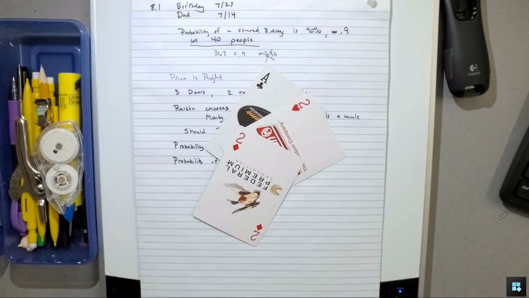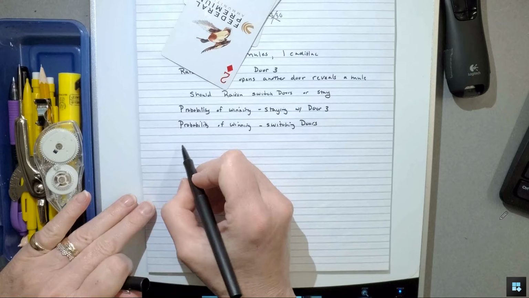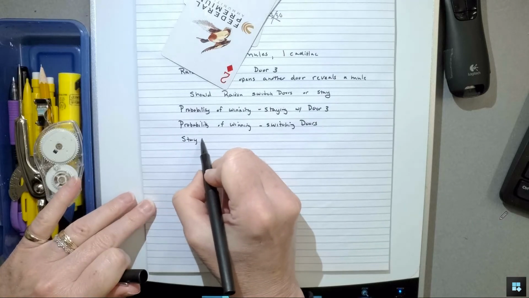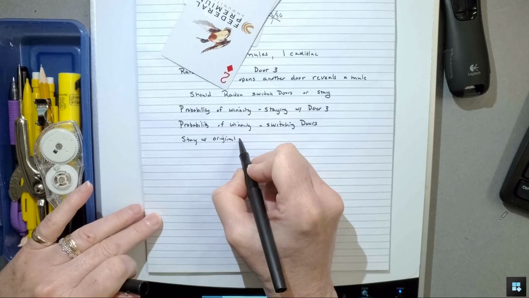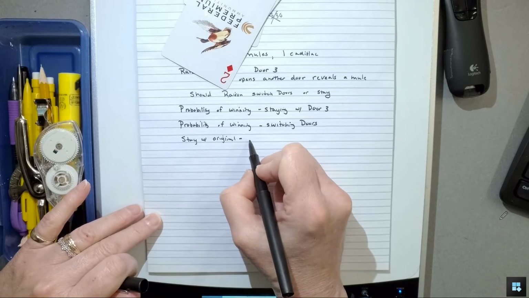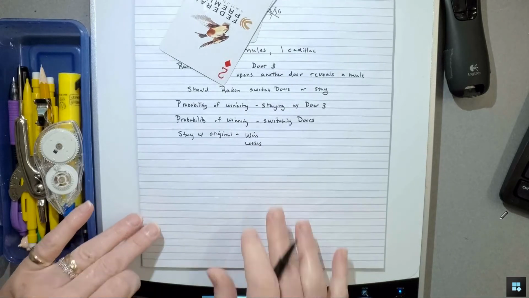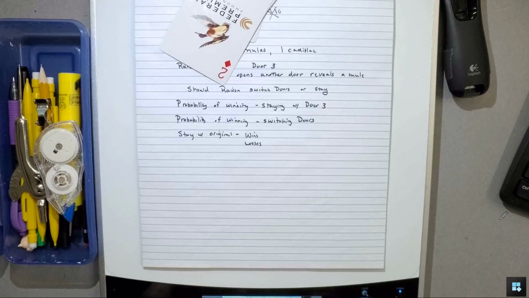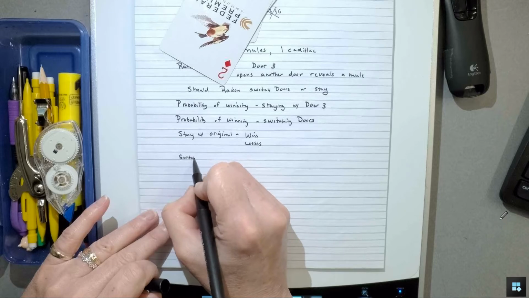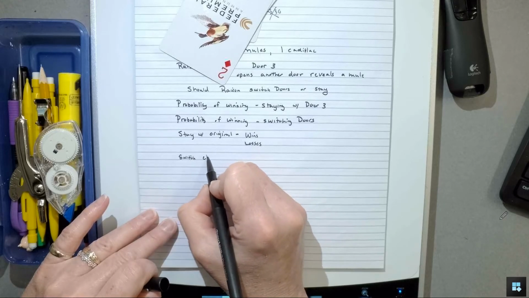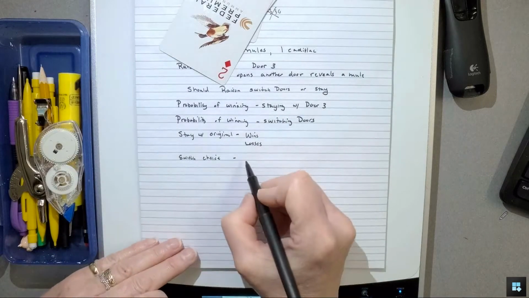So you're going to need to keep a tally. First you're going to have stay. First you're going to have to stay with the original and record the wins or losses. And then you're going to have switch, and record the wins or losses.